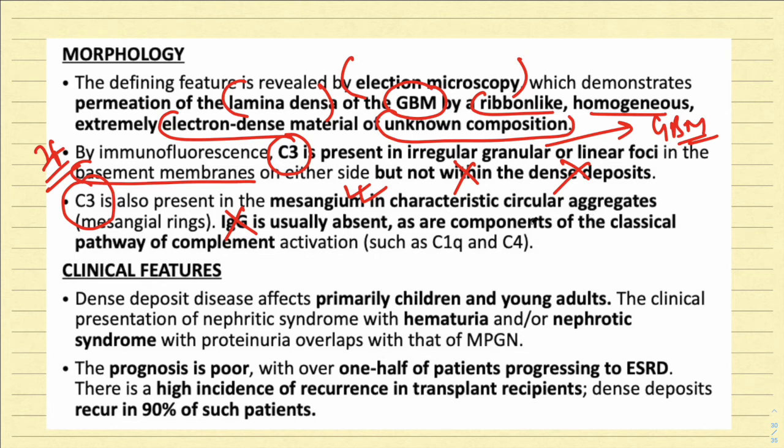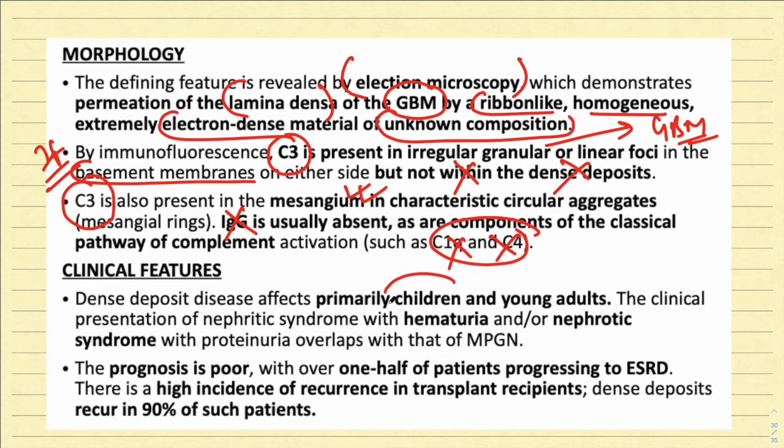Immunoglobulin along with C1, C4, when present, justifies the presence of immune complex. But because there is absence of IgG, we are not seeing that immune complex is there. These are actually components of the classical pathway. Because these substances are not present in dense deposit disease, we can say that the classical pathway of complement activation is not there.